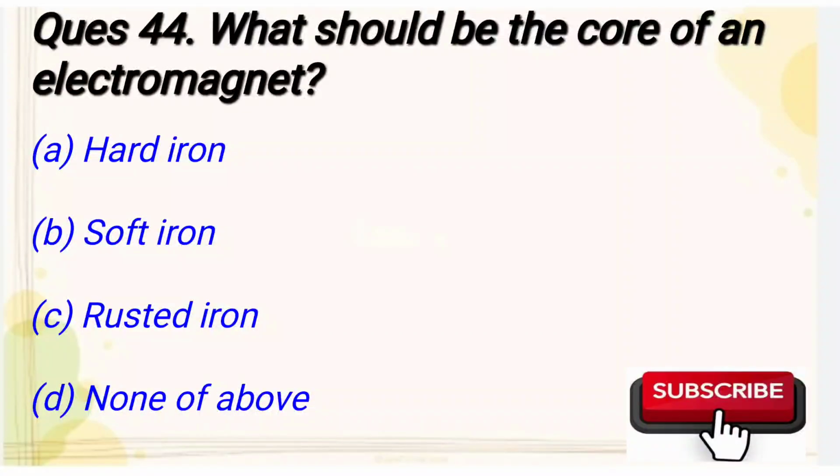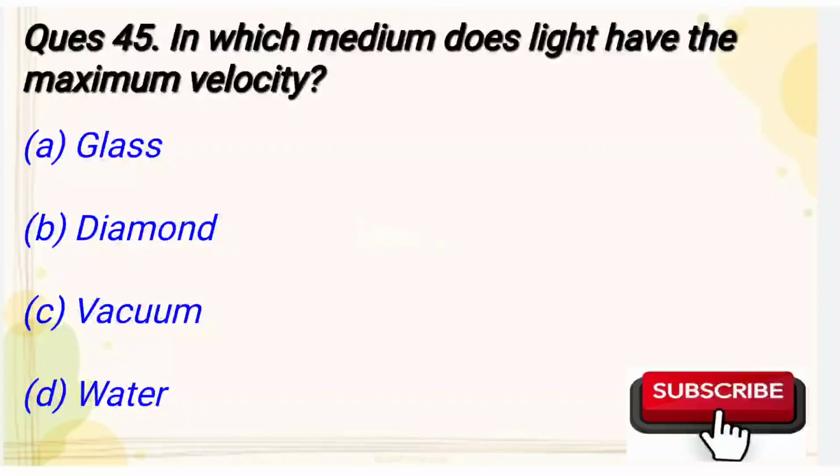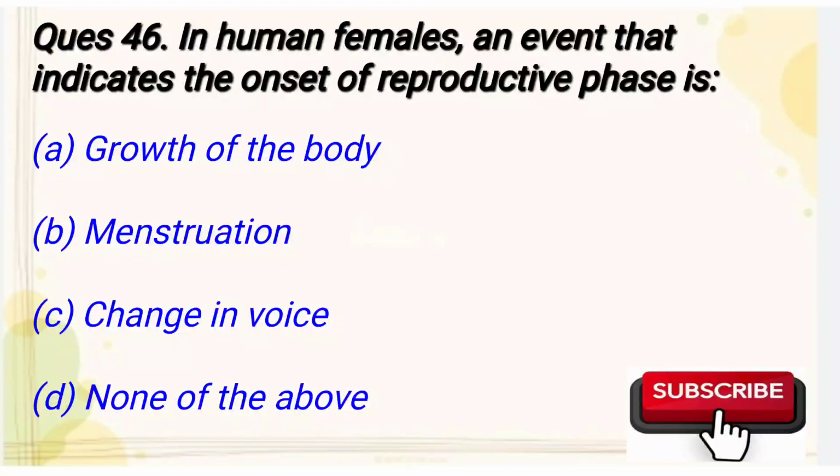What should be the core of an electromagnet? Option B, soft iron. In which medium does light have the maximum velocity? Option C, vacuum is the correct option. In human females, an event that indicates the onset of reproductive phases? Option B is the correct option.